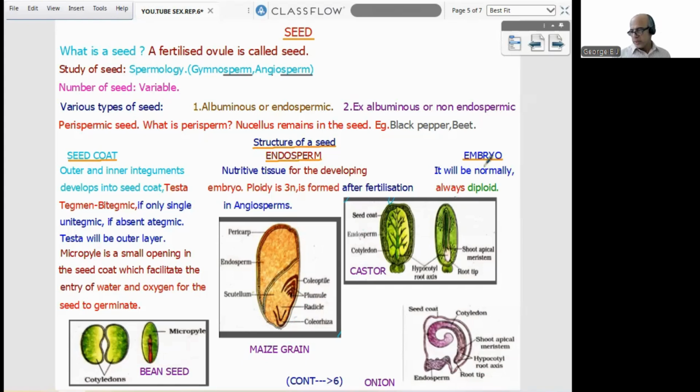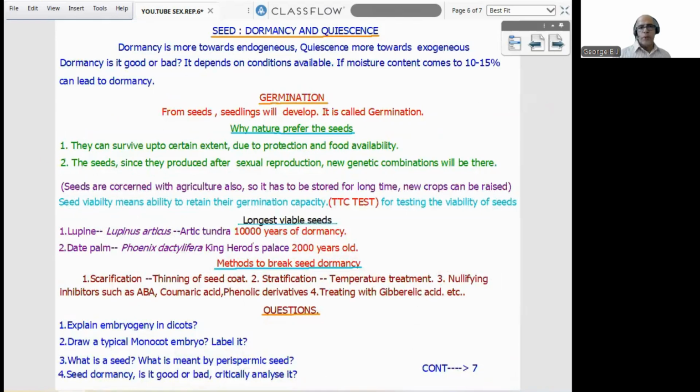Now comes seed dormancy. What is dormancy? How does it differ from quiescence? Is it good or bad? And what is the percentage of moisture needed? Otherwise, the seed will undergo a dormant stage instead of germination. Then, what is the advantage of seeds in agriculture? Protection, food availability, then new combinations. Then seeds can be stored.